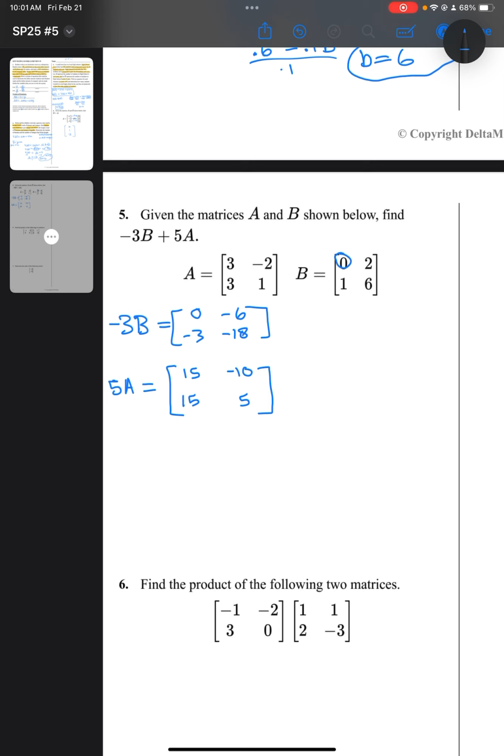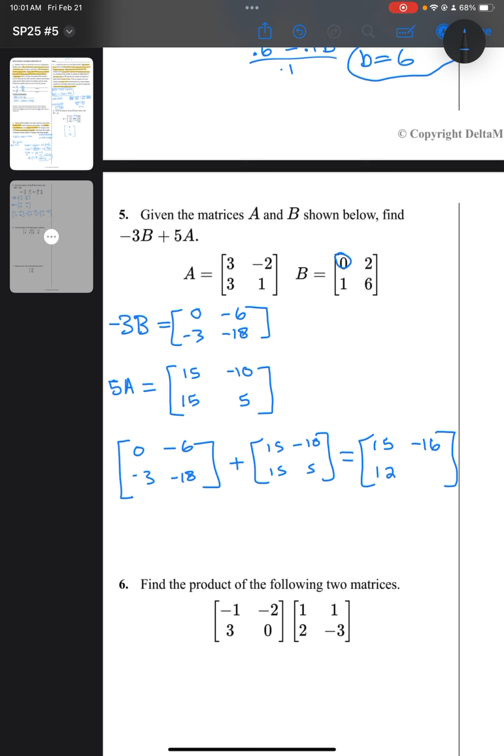Next step, we're adding them, right? So let's put them in an order so we can see what we're going to be adding across. So that's our -3b, and then we have our 5a. Adding across, like we did in problem 4, that's going to be 0 plus 15, -6 plus -10, which is -16, -3 plus 15, which is +12, and -18 plus 5, which is -13. And that is all you need to do for number 5.